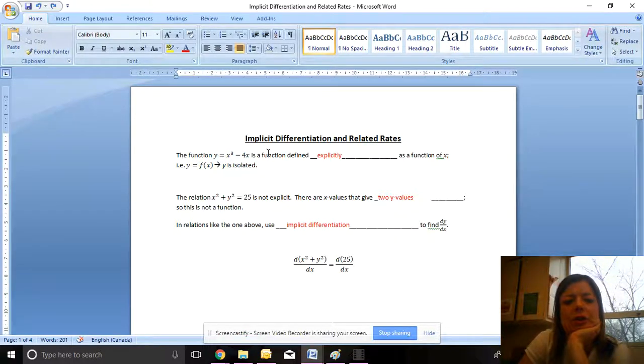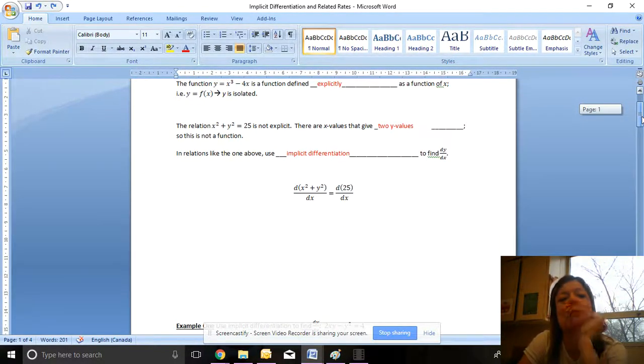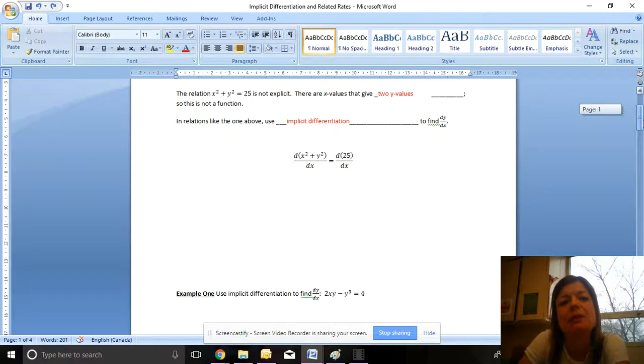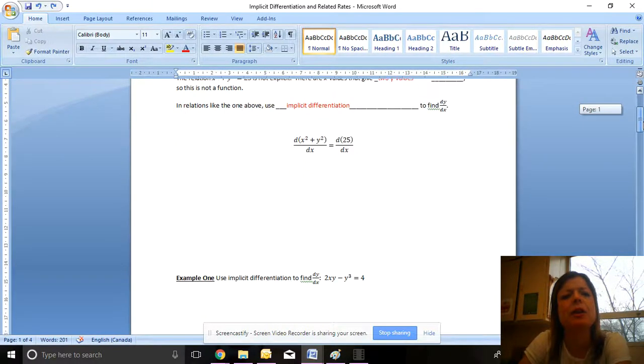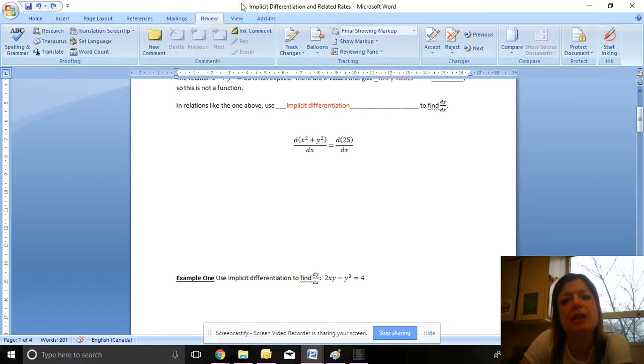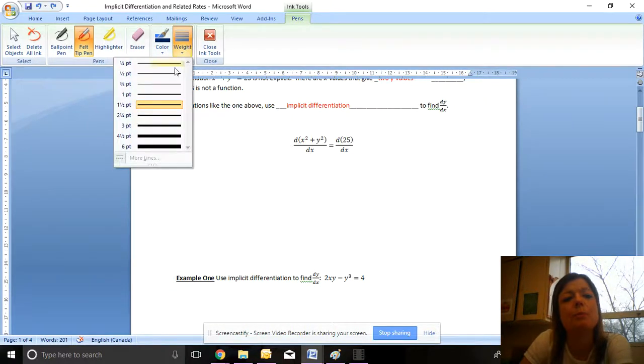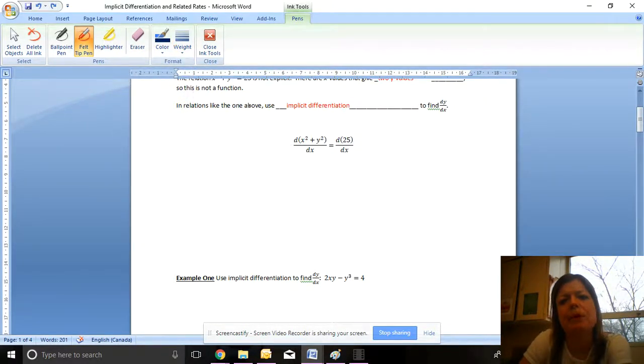This cubic is a function defined explicitly as a function of x. So y is isolated; you have y equals f of x. But the relation x squared plus y squared equals 25 is not explicit. There are x values that give two y values, so this is not a function. In relations like this one, we use implicit differentiation to find dy/dx. Remember, dy/dx is the derivative of y with respect to x, x being the variable. So how we solve something like this is we set up d/dx of x squared plus y squared, equals d/dx of 25. We're taking the derivative of the left side and of the right side.